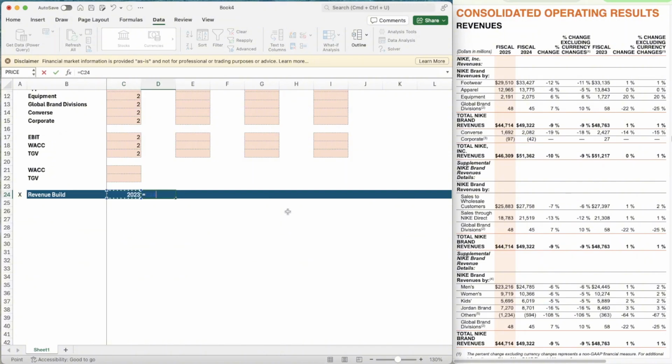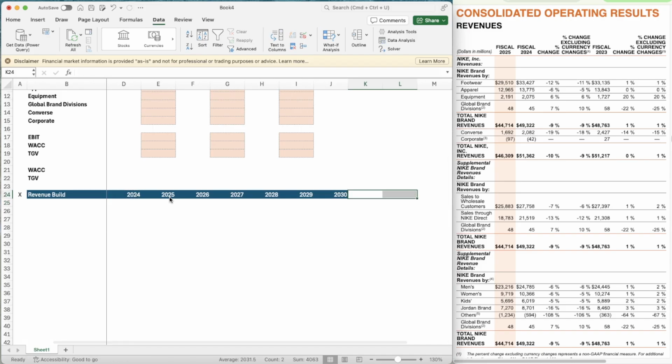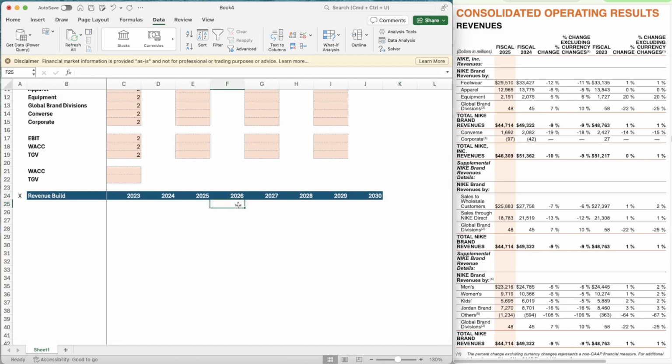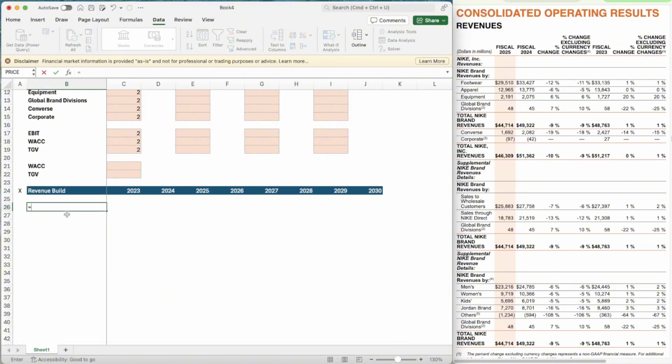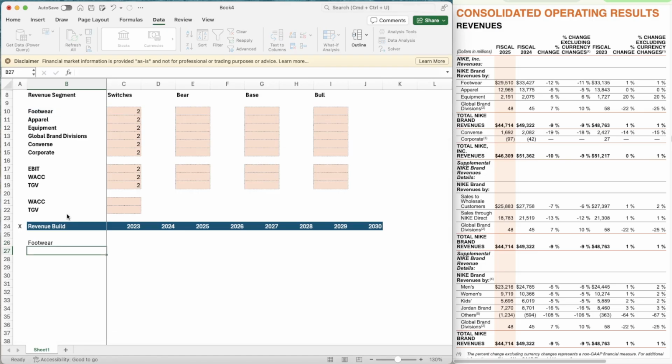Go +1. Wait, what are we doing? False. +1. Then just pull all of this along until 2030. We only have 1 quarter of 2026, so we're going to treat that as if it is part of the 5-year outlook. So for the first revenue segment, we go footwear. Below that, we want to know what the percentage growth is going to be. Then we want the bear, base, bull percentage of revenue.